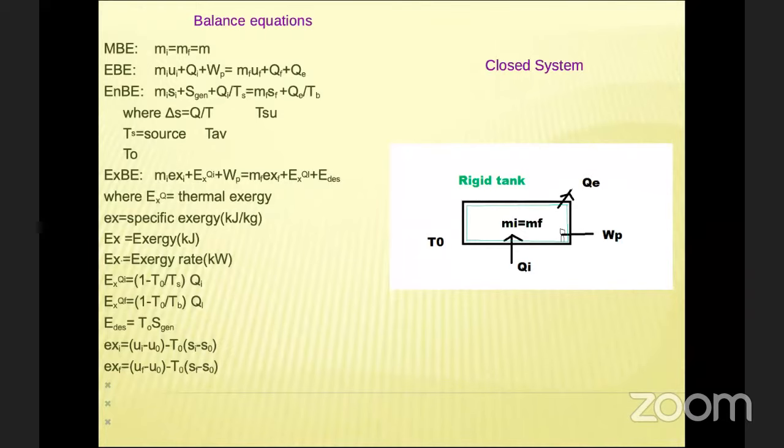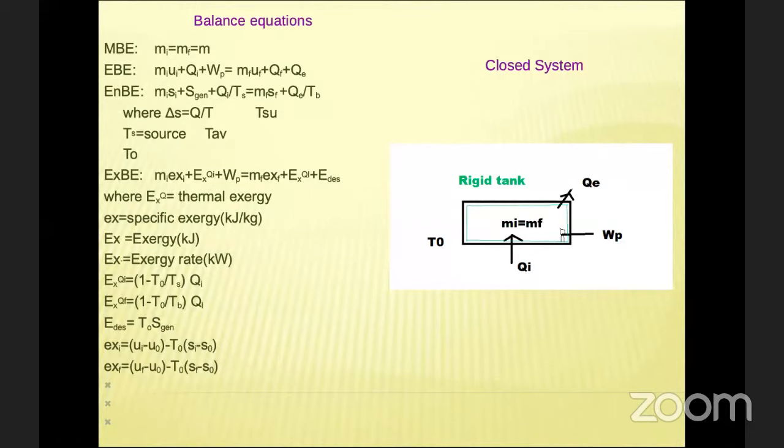So next, come to the exergy balance equations. How am I writing the exergy balance equations? You look at the energy balance equation, second equation, and this exergy balance, both are looking symmetrical. So simply we are replacing the U by E, exergy. So m_i E_x,i, because of this initial mass of the fluid, plus because of this heat transfer Q_i, there will be a thermal exergy. E_x,Q_i is called thermal exergy. Next, because of this stirring action, we have another exergy due to the work, W_p.